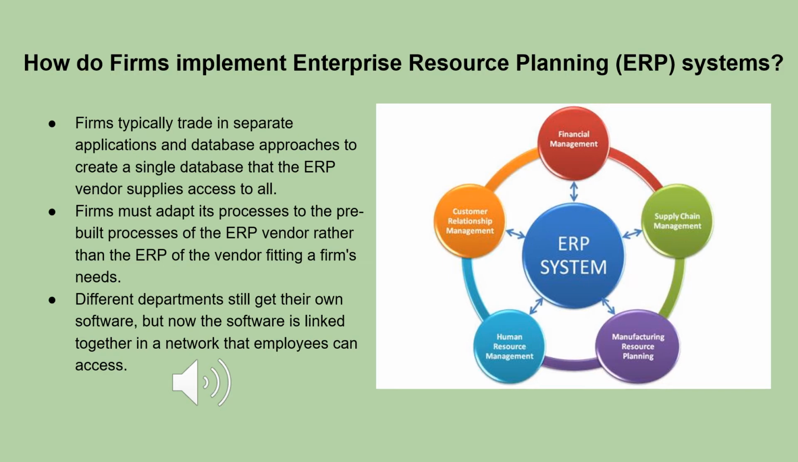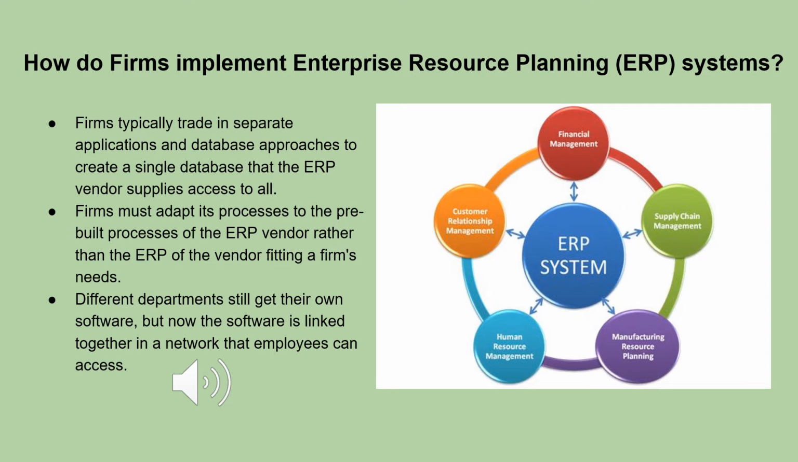Thank you, Dan. First, we are going to discuss how firms implement enterprise resource planning, ERP, systems. As you can see from the figure depicted in the slide, ERP systems have many different components. This ERP system includes supply chain management, manufacturing resource planning, human resource management, customer relationship management, and financial management.